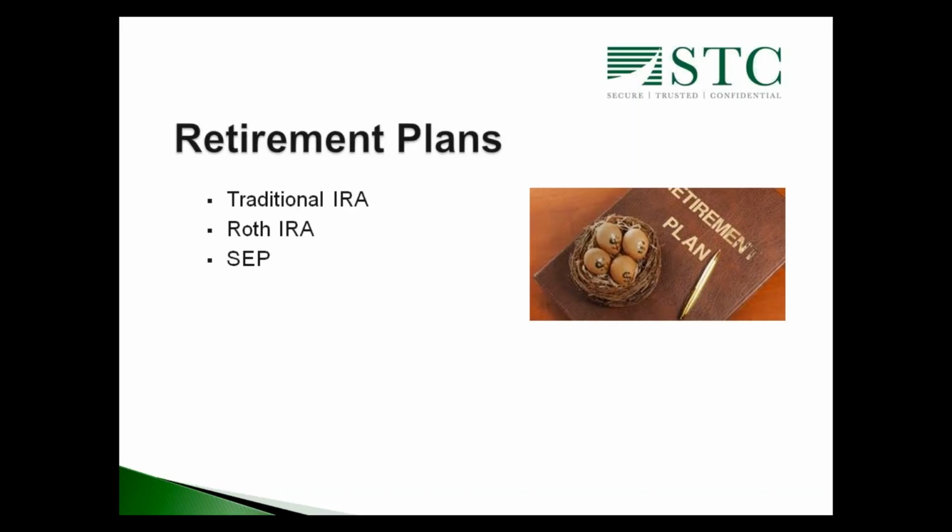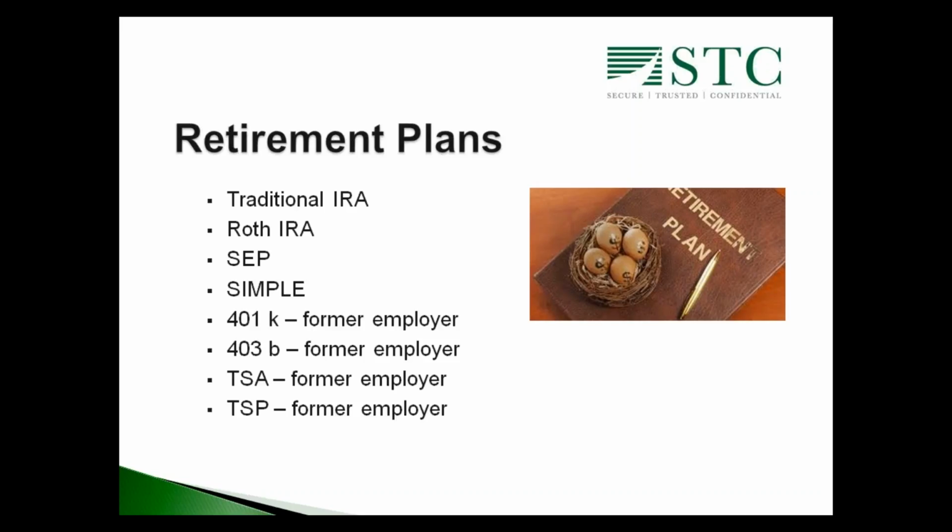A SEP is a simplified employee pension plan. It does have larger contribution allowances, and some small business owners or sole proprietors may use a SEP. A SIMPLE is a savings incentive match plan. Again, partnerships, small businesses, and sole proprietors may have a SIMPLE plan as well. Different contribution allowances, but those plans can also be self-directed.